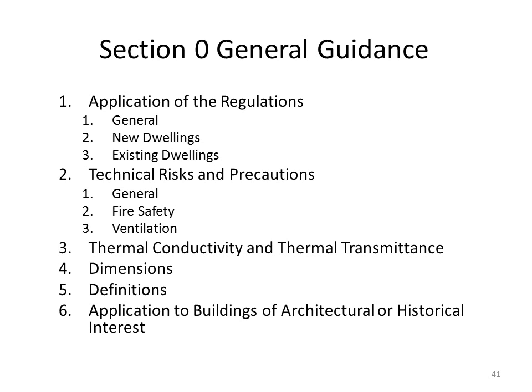So section 0, general guidance. 1, application of the regulations, general, new dwellings and existing dwellings. Section 2 there, technical risks and precautions. We have general information, fire safety and ventilation. Then section 3 there, we have thermal conductivity and thermal transmittance. 4 is dimensions, 5 is definitions, and 6 is application to buildings of architectural or historical interest.